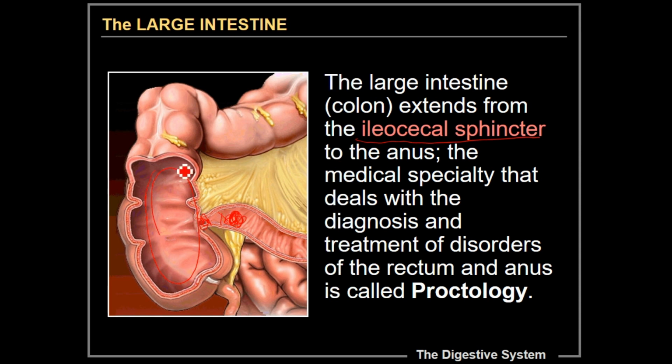And again, you can see why it's called the large intestine. It is a much larger in diameter tube than this guy, the small intestine. So it will extend from this point all the way up and over until we reach the exit of your body, also known as the anus. The medical specialty that deals with the diagnosis and treatment of disorders of the rectum and the anus is called proctology. So there is a medical practice out there that deals solely with the colon or the large intestine. So clearly, it is a very important organ to our survival.